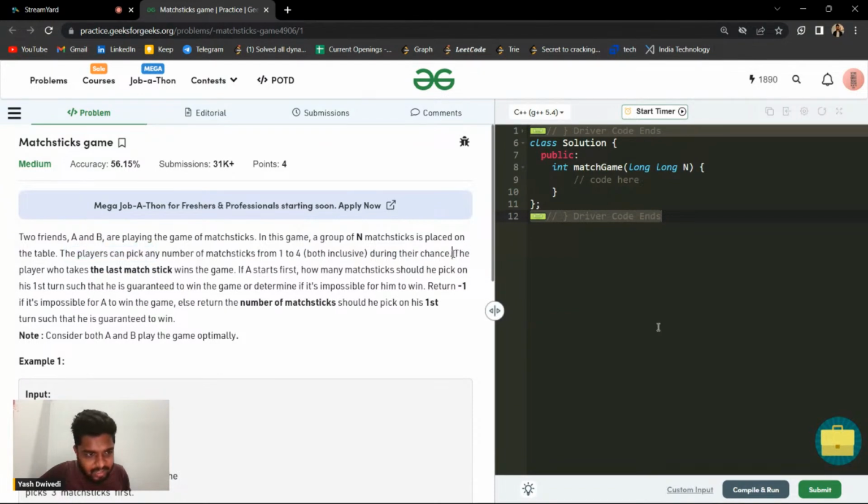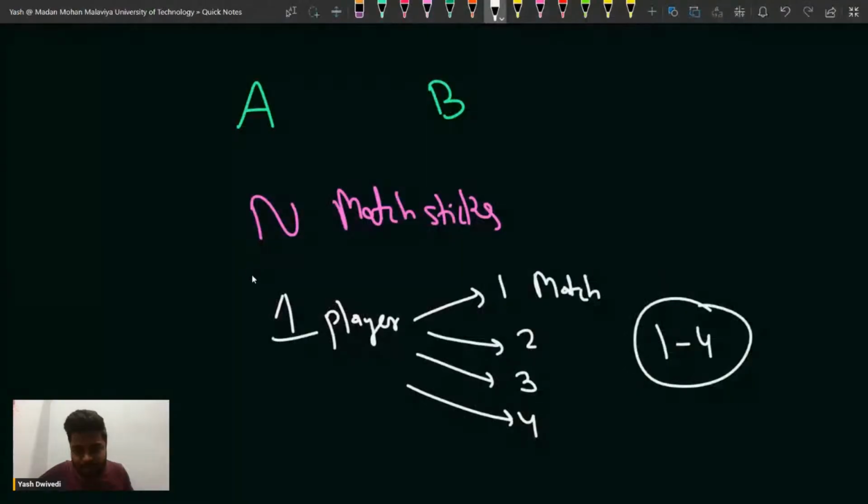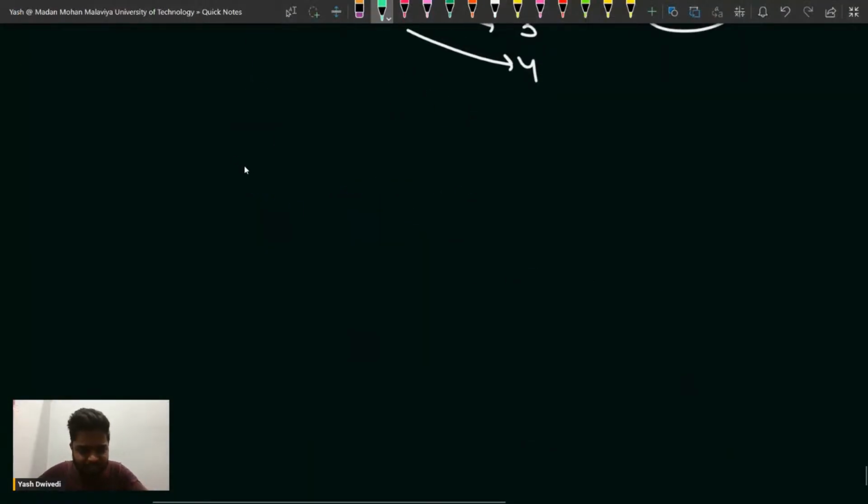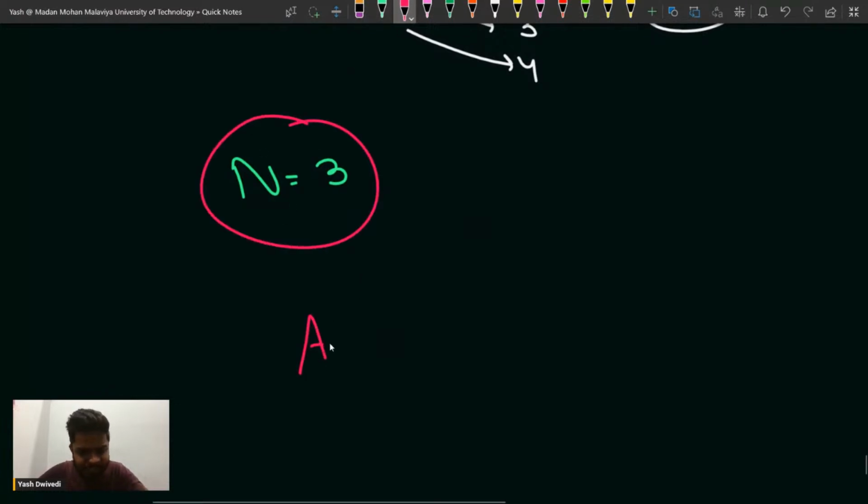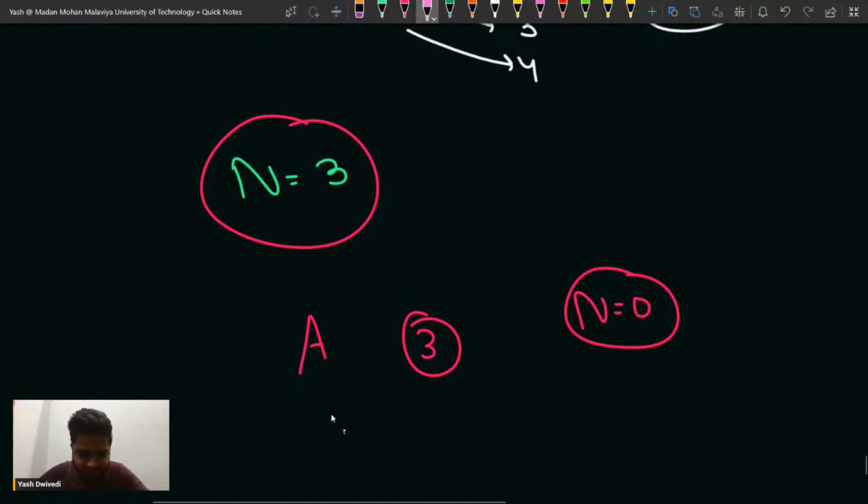After this, they say that the player who takes the last matchstick will win. Suppose I had something like, let's say, n is equal to 3. If I had a total of 3 matchsticks, and player A is starting, say A takes 3 matchsticks. Then the number of matchsticks left will be 0, so player B will not be able to make a move. The player that takes the last turn will be A, and A will win in this case.